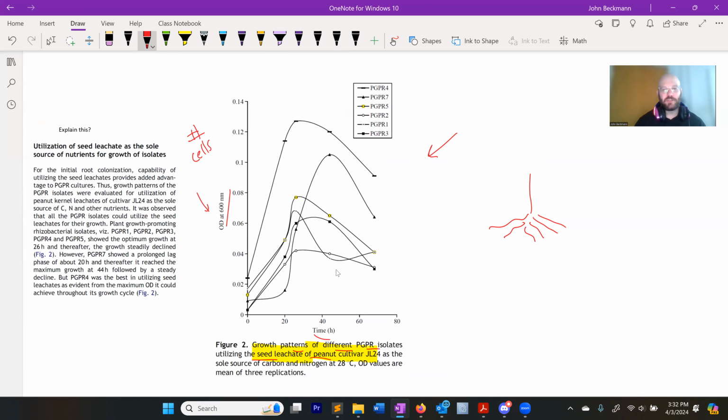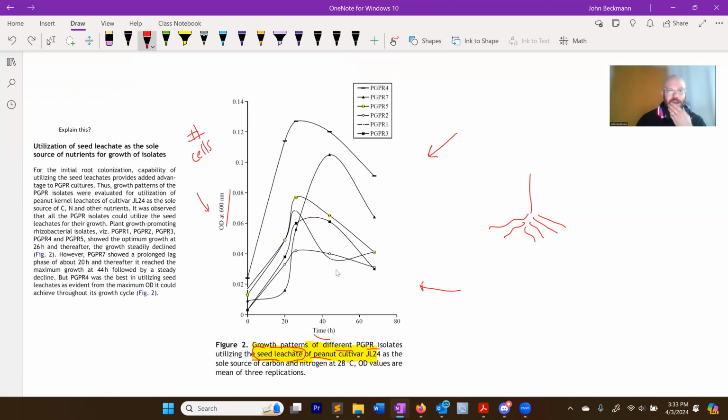Okay. So what they're doing here, just like Ben said, is they're testing whether or not these various different PGPRs can actually grow when the only food that you give them is extract from these seed leachates. So it's testing the idea that they could, in theory, grow in the soil right next to the roots. And that's, in theory, all they would need to grow. Okay. So as long as you're seeing an increase in the curves, which I think every single one is showing, then it's showing you that they're replicating.